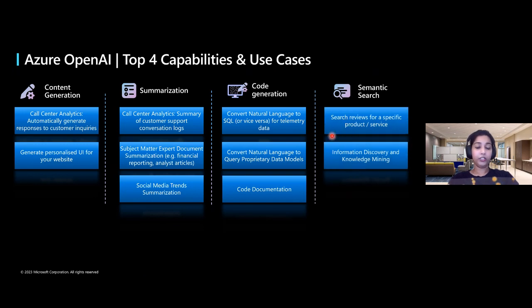And then we have semantic search. And in semantic search, things like, how do I search for reviews of a specific product or service? Information discovery, knowledge mining, again, looking through all the documents that I have to be able to look for something in particular. Now, for those who are listening, I did mention cognitive search earlier, which sits outside of our Azure OpenAI service. It sits within our Applied AI services.